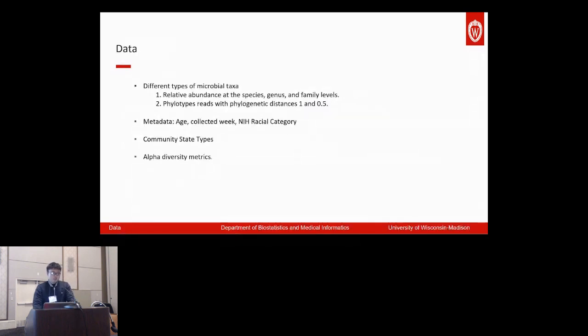The data is provided by the challenge organizer, and the data we used includes the assigned sequence variants, which are the relative abundance data at the species, genus, and family levels, and also phylotype rates data with phylogenetic distance 1 and 0.5. We also use the metadata that include age, collected weight, and racial category, and also community state type data and 7 different alpha diversity metrics, such as Shannon diversity and inverse Simpson.